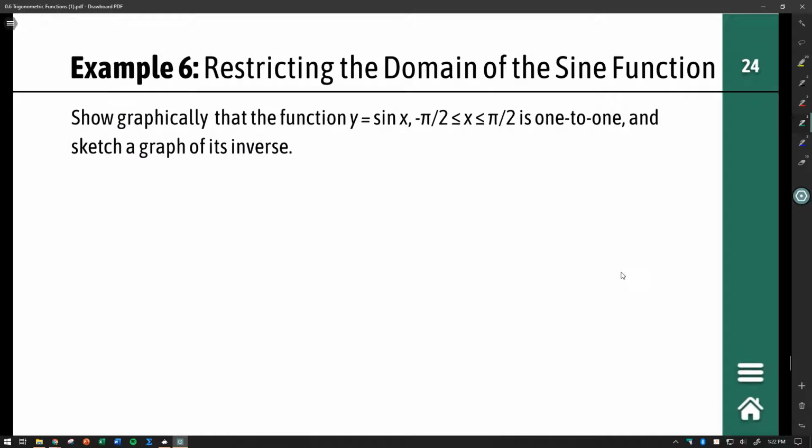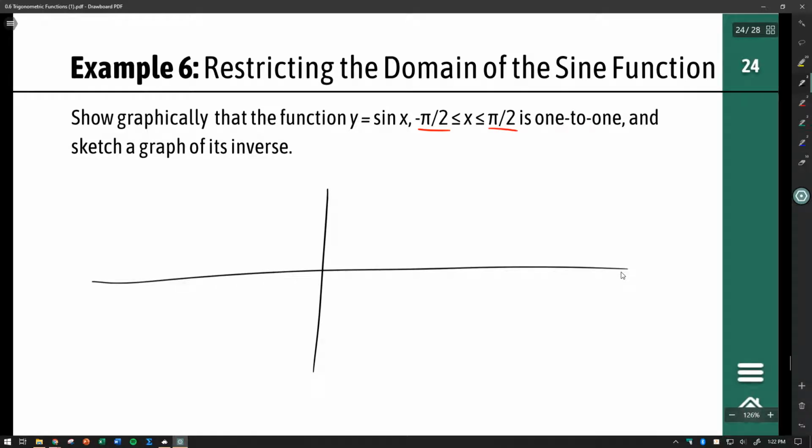So let's begin there with an example. We want to show graphically that the function y equals sine of x from negative pi over 2 to pi over 2 is 1-to-1, and sketch a graph of its inverse. Okay, so I want to do this by hand a little bit, but maybe mostly in Desmos. So here's where we'll start the graph. And we can go with a high of 1, a low of -1. That's the range of the sine function. And let's go pi over 2, pi, 3 pi over 2, and 2 pi. This is generally where we begin with the sine function.